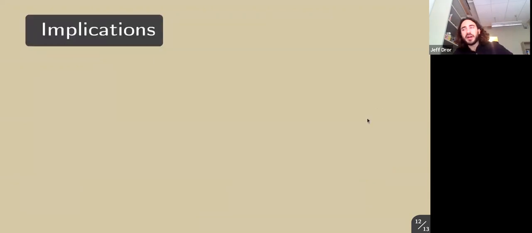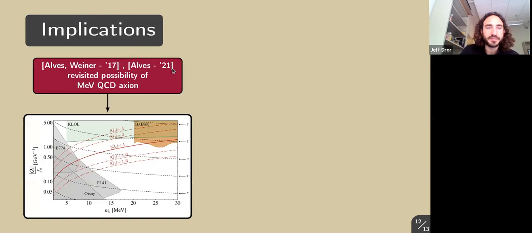And with that, I want to take my final slide here and go to the implications of the constraints that I just mentioned. The implications that I want to discuss are not for the weak violating case, where the implications are obviously kind of there. I want to discuss the implications for the weak preserving case. That is, if you wish, the more classic axion that people have been studying for quite some time.